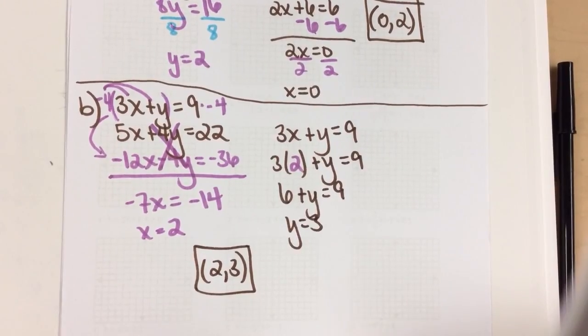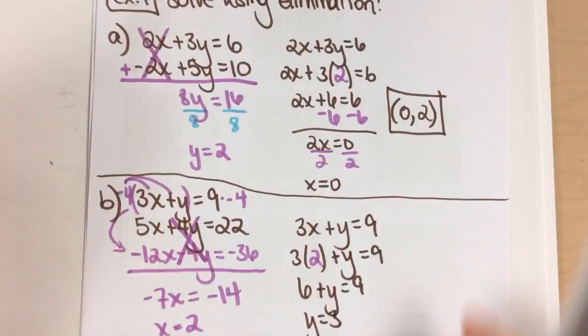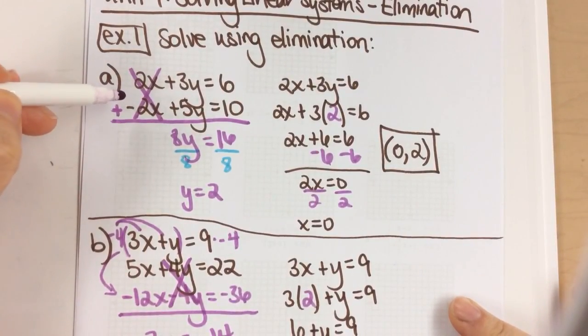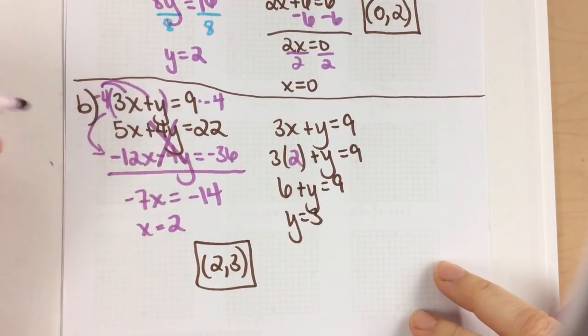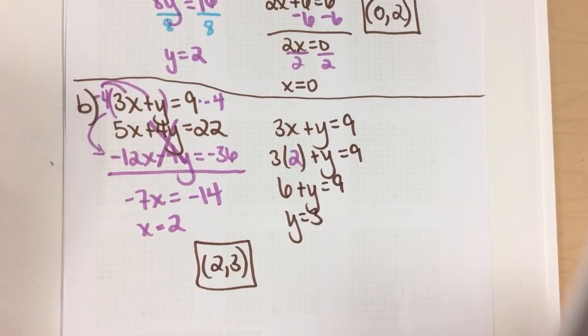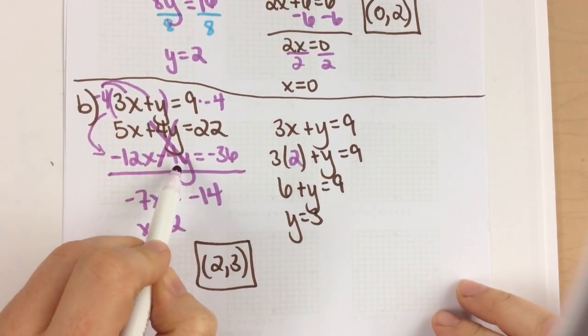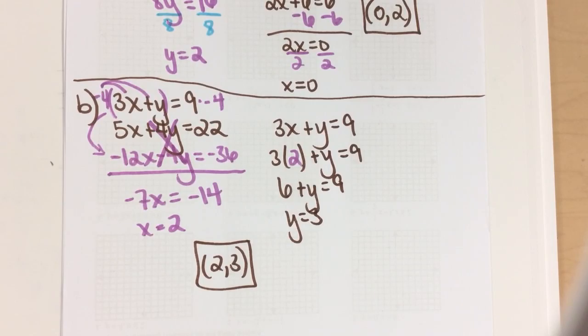On the last one, on this one I didn't have to multiply anything. They already canceled out. They already made 0. On the one before, the original equations, neither of the x or the y would go away, so I had to multiply one of the equations to make the y's go away.